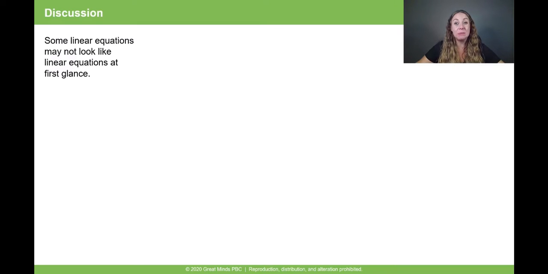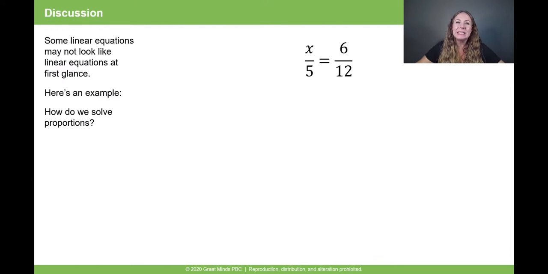Some linear equations may not look like linear equations at first glance. Here's an example. What do we call this kind of problem? If you said a proportion, you are right. How do we solve proportions? If you're thinking we cross multiply, you are exactly right.